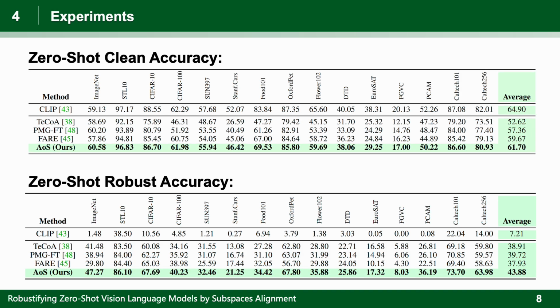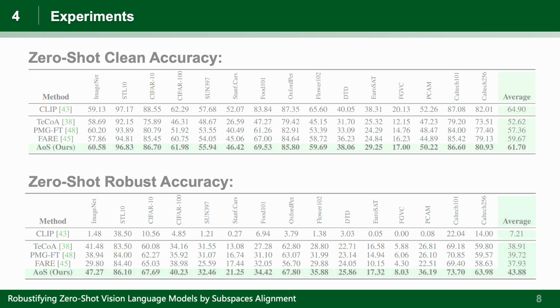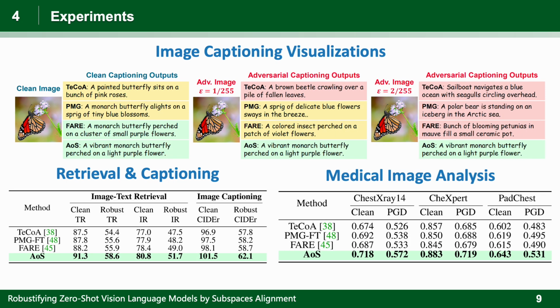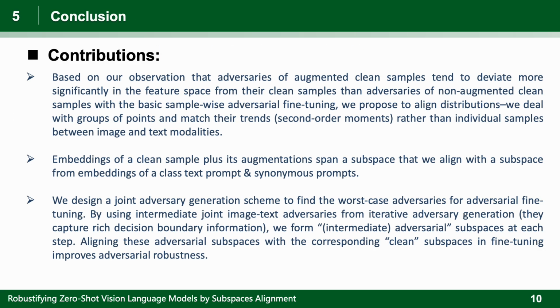And here we show that our method achieves improved zero-shot performance in terms of clean accuracy and robustness against adversarial examples. And here we also show that our method can further extend beyond zero-shot classification to image captioning, image-text retrieval, and even medical image analysis.